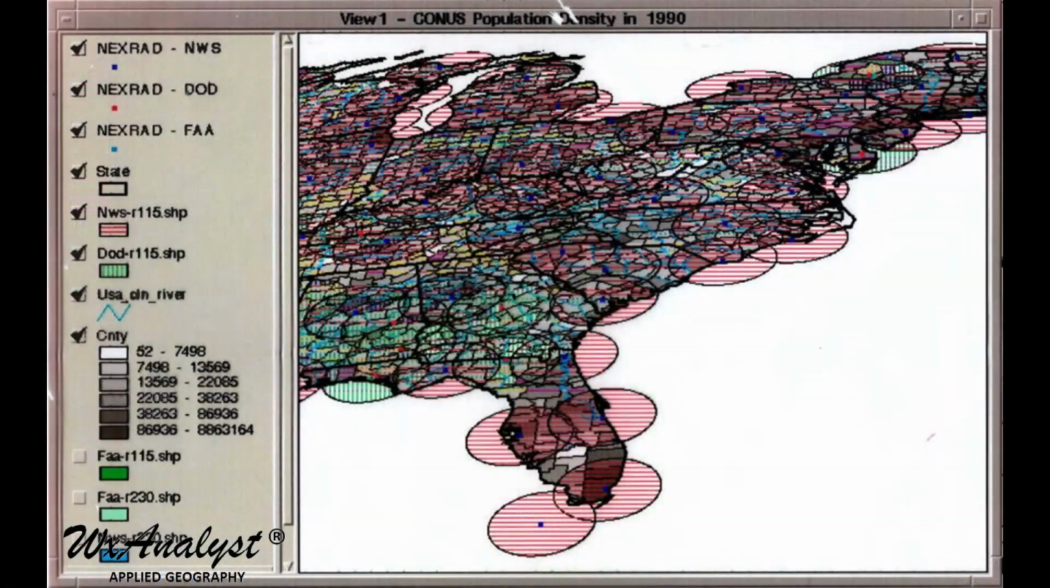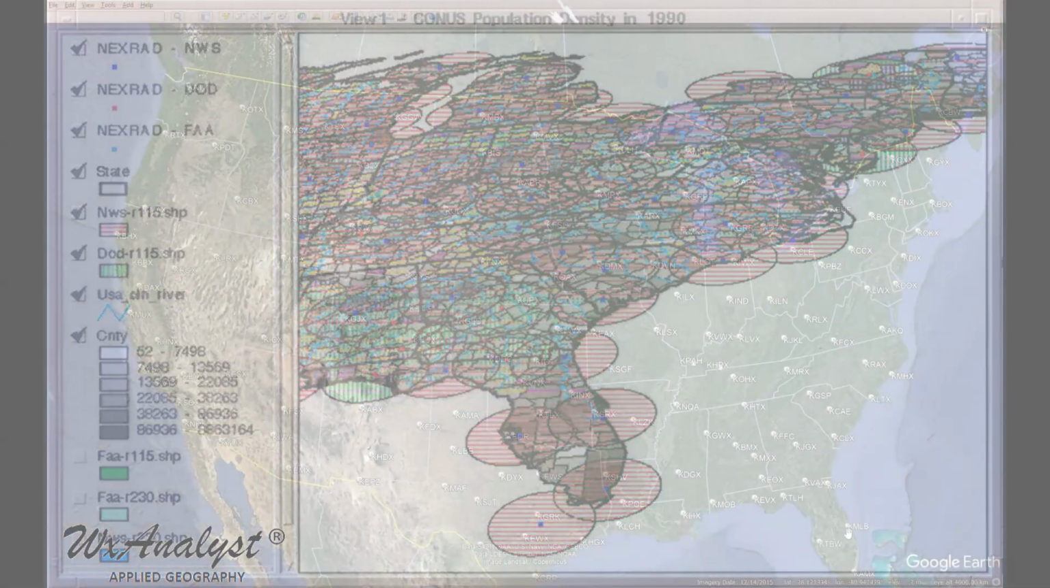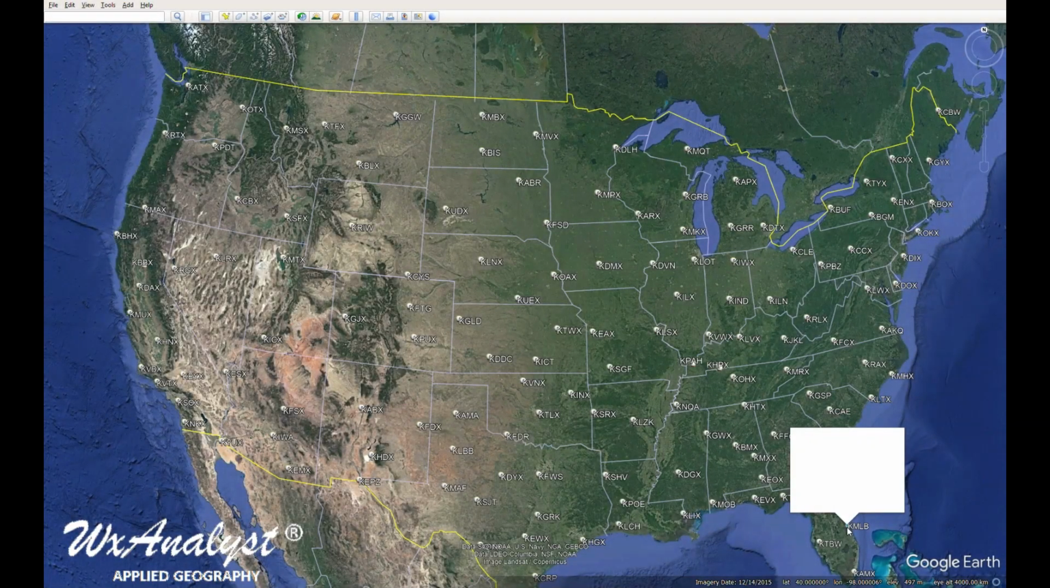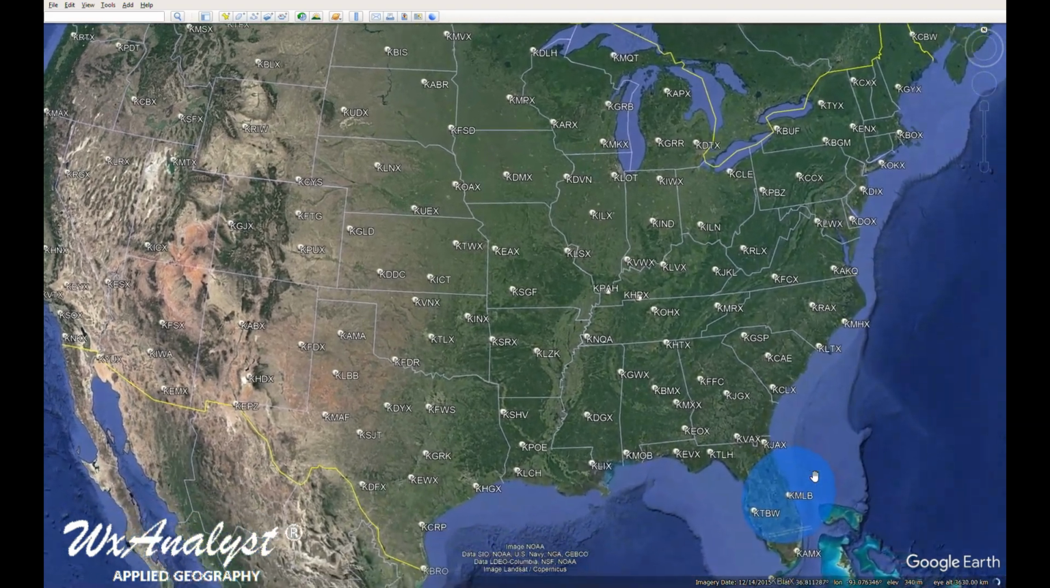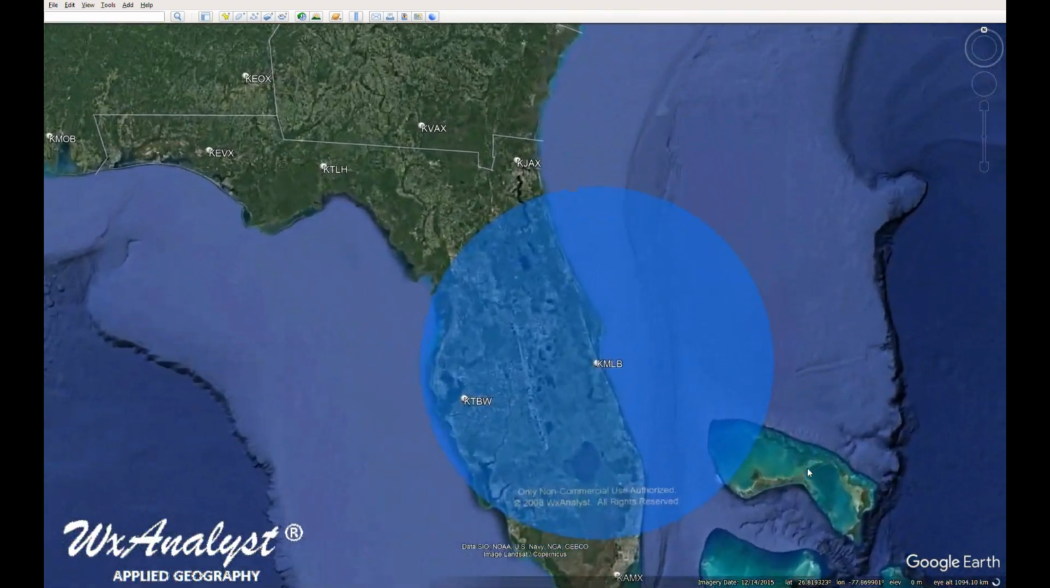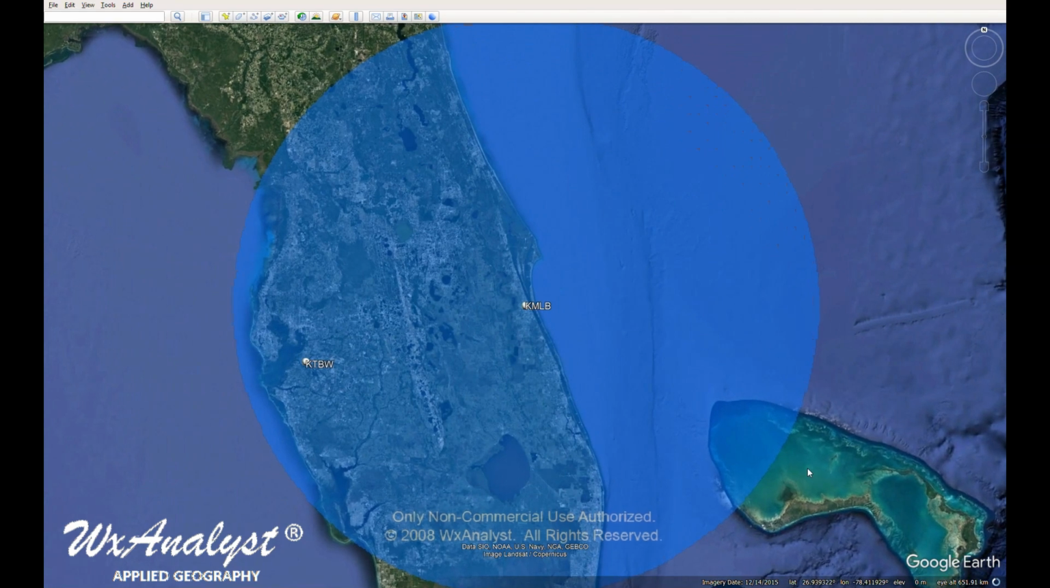This Esri ArcView GIS map shows NEXRAD coverage over the 1990 census. This result is similar to peer-reviewed papers on radar algorithm performance in the early 2000s. A summary of our results was released in open geospatial formats for the entire NEXRAD network in 2008. These data remain available online at WxAnalyst.com.